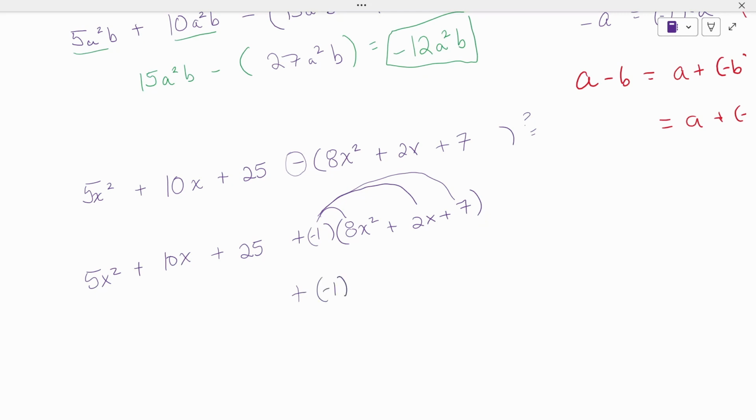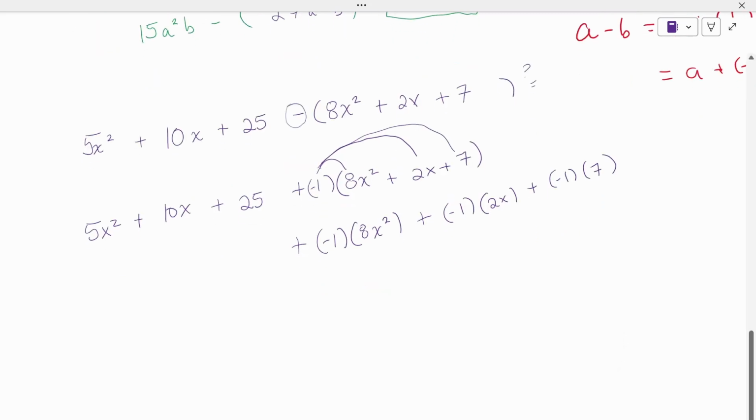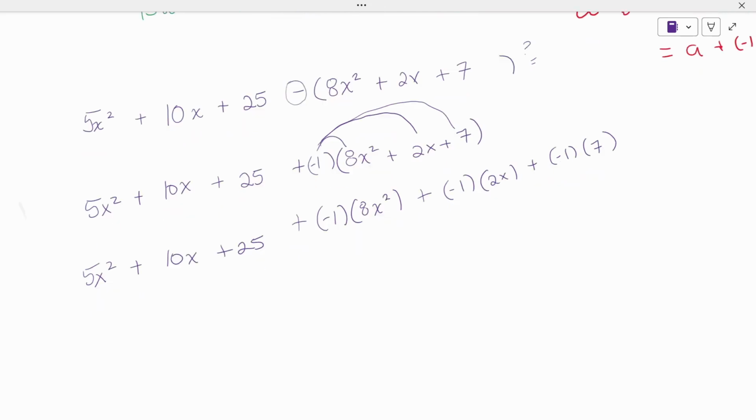Remember the distribution law, guys. We've talked about it in class. This is where we're going to need it. And we get -1 times 8x squared plus -1 times 2x plus a -1 times 7. And nothing is happening to our 5x squared or our 10x or our 25. So we'll just leave them there for now.